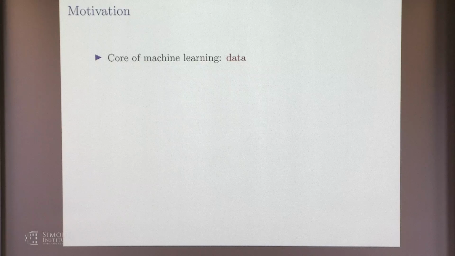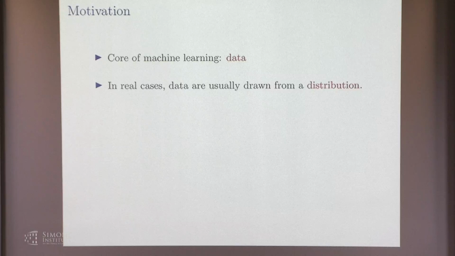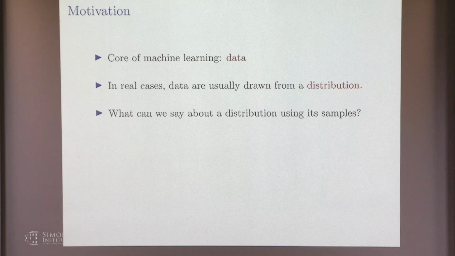Speaking of data, one interesting thing is that the data is of course not random, and in many real applications the data are drawn from a certain distribution. In many machine learning tasks, a main question is what we can say about the distribution underlying these data, using samples of it. This is a very natural question addressed in classical machine learning theory. People noticed that if you take enough samples, you can get a very good understanding of the underlying distribution.